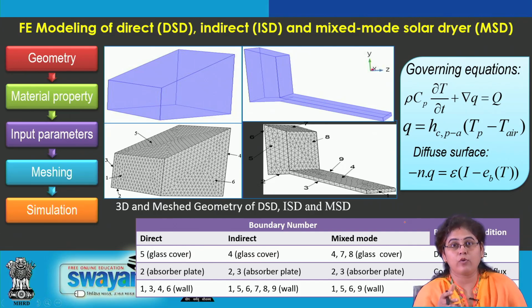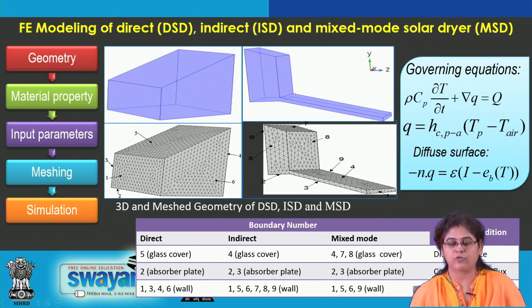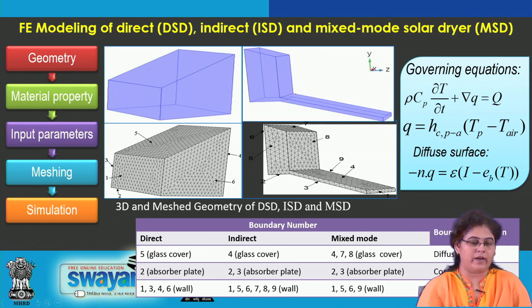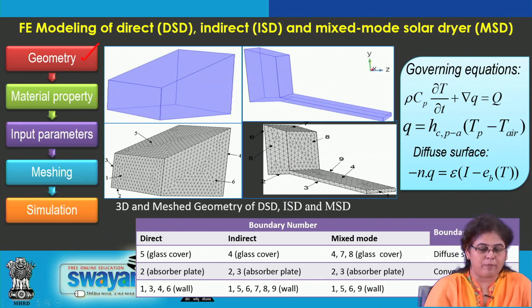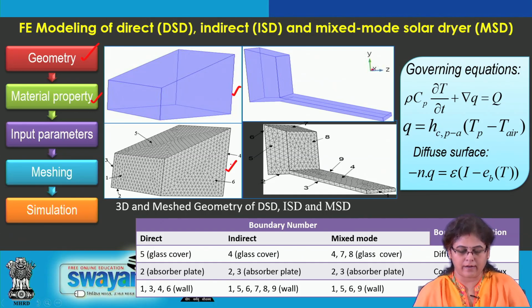Now, specifically if we look into the finite element model for direct, indirect and mixed mode solar dryers. A 3-dimensional finite element based COMSOL Multiphysics software has been used for development of the model for direct, indirect and mixed mode solar dryers. As can be seen, the model geometry has been made in the COMSOL Multiphysics platform, and then material properties have been given to different components of the dryer. So, this is a direct form of dryer whose meshing has been done, and this is the 3D model developed and meshed geometry of direct, indirect and mixed mode solar dryer.